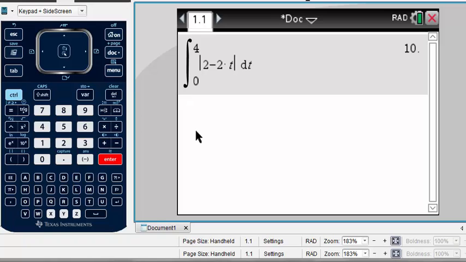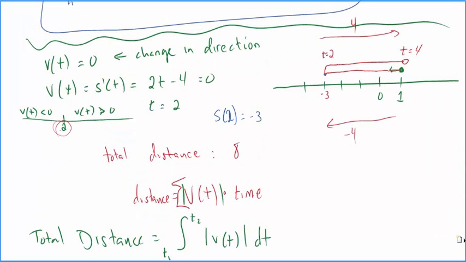So that, ladies and gentlemen, is where we shall stop today. The thing to remember is that for distance traveled and displacement, we are dealing with the velocity function that we're integrating, not the position, not the acceleration, but velocity. And total distance is the absolute value of that.